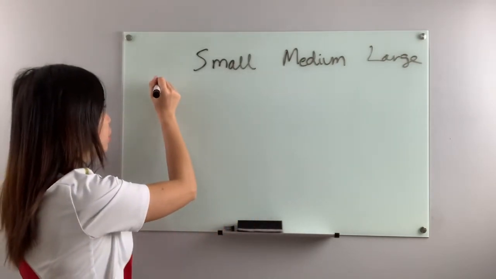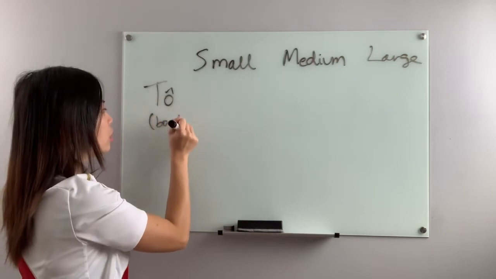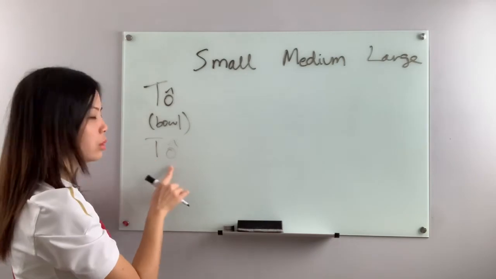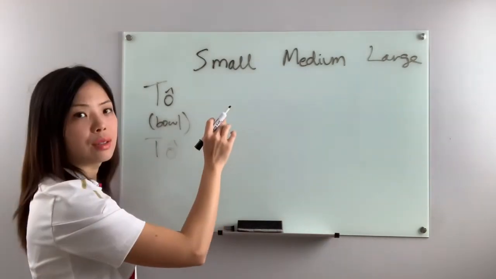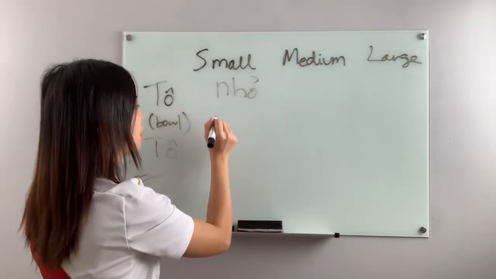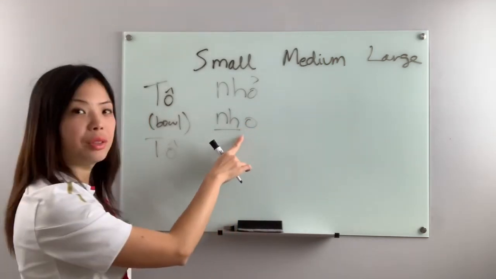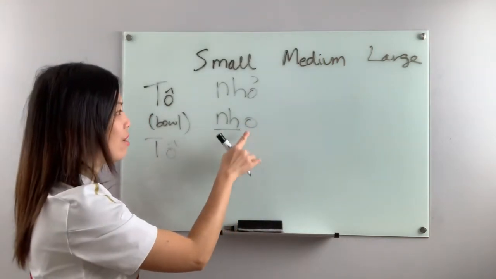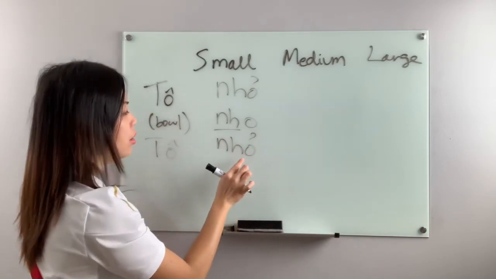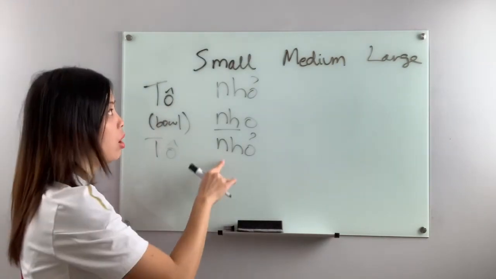And we say tô, tô means bowl. To say small, you say nhỏ. Tô nhỏ means small bowl. Nhỏ means small.